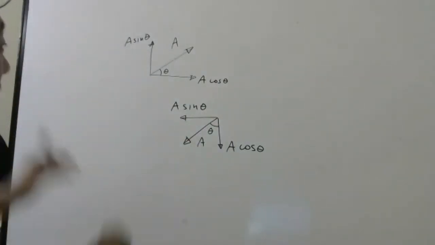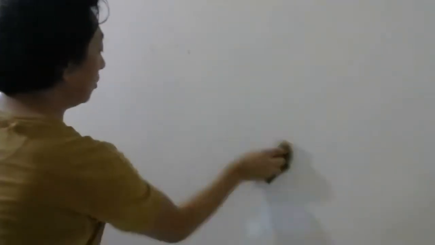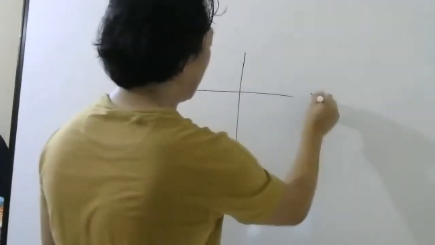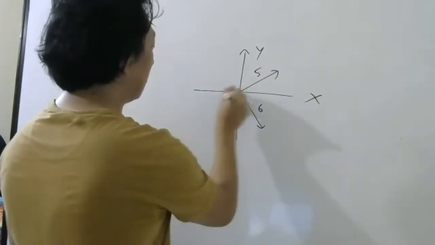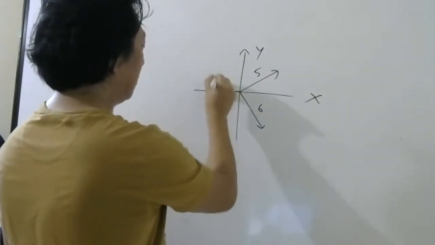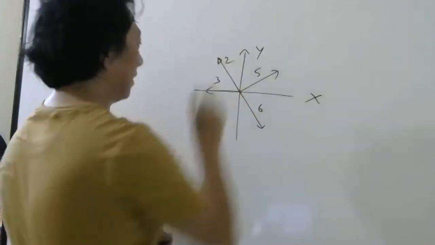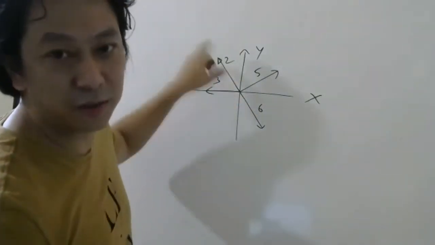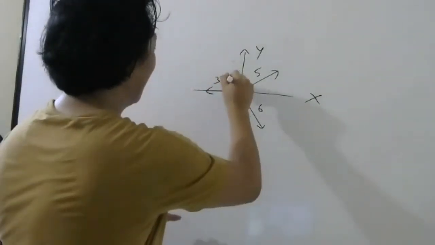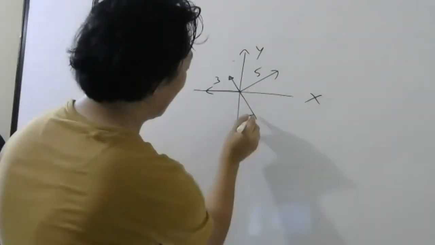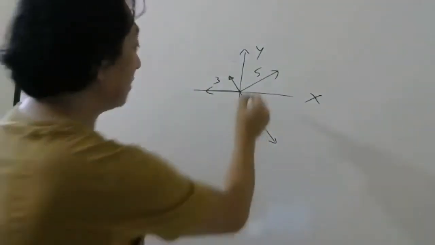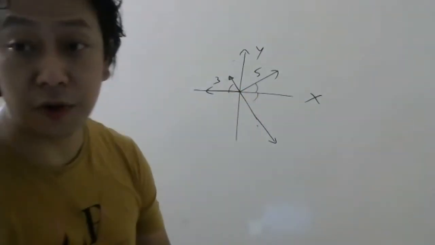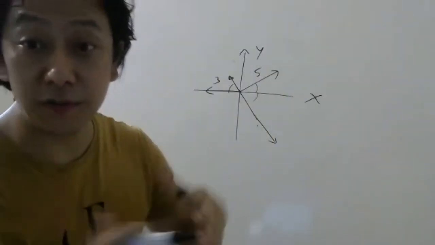Now, sometimes they will give you a series of vectors. They will show you some diagram like this, X here, Y here. One vector is here 5, one vector is here 6, one vector is here 3, one vector is here 2, like that. So these are the magnitudes, 5, 6, 2, 3. 2 should be shorter, 6 should be longer. Don't write this, I'm just explaining. So like this, they will give you a number of vectors and these angles will be given. They will ask you to find the magnitude of the total vector.